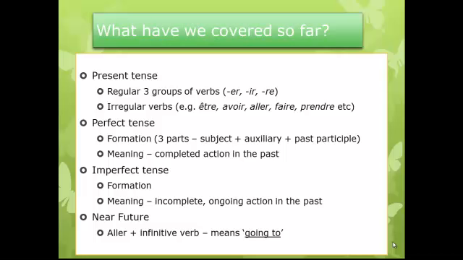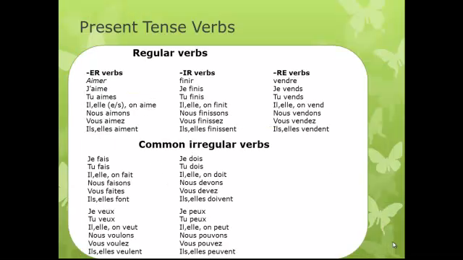Then we moved on to the perfect tense, which is a completed action in the past when you describe something you've done, formed with 3 parts: the subject, an auxiliary and a past participle. Following that, we've looked at the imperfect tense, which is an incomplete or ongoing action in the past. And we've also had a look at the near future, which is where you put the verb aller conjugated plus an infinitive verb to show that you are going to do something in the near future. So let's look at those 4 in more detail.